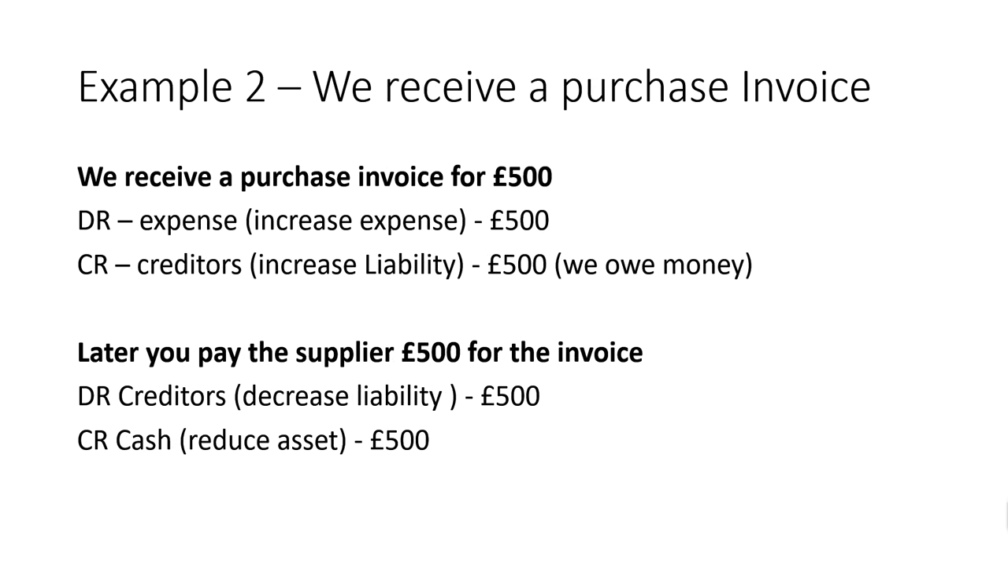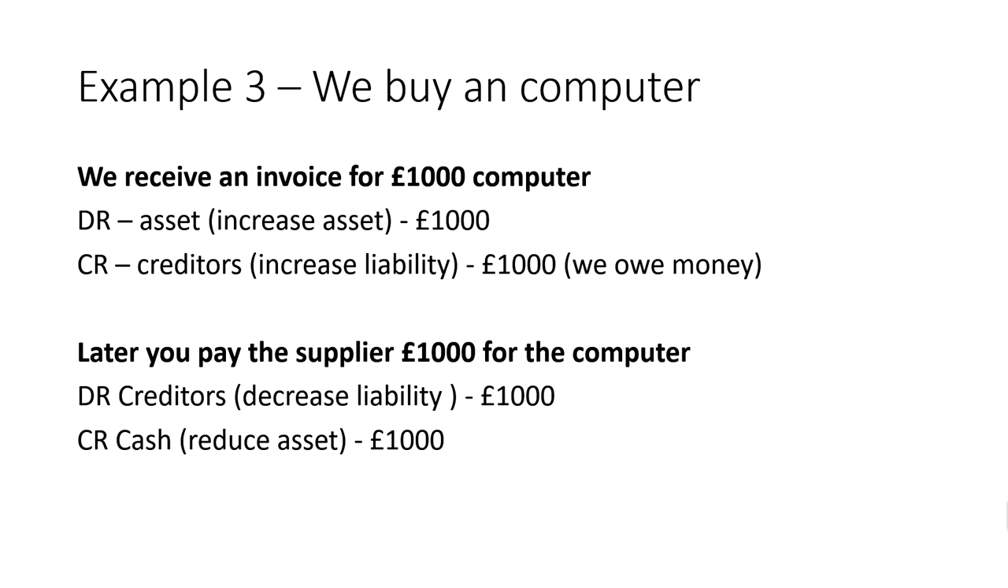Example 2, someone sends us a purchase invoice. So we receive a purchase invoice for £500, we debit our expense, increasing the expense, £500, we credit our creditors and increase our liability by £500 because we owe them the money. Later you pay the supplier £500 for the invoice, so you have to decrease your creditors with a debit. Then you need to decrease your asset, which is a credit, so we need to credit cash £500.